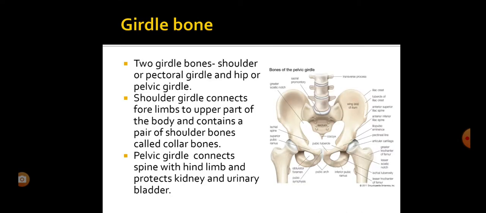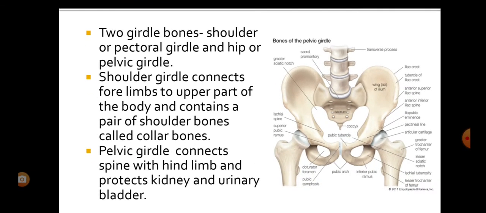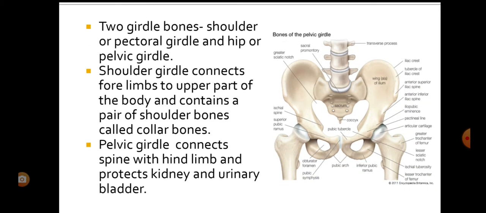Okay, next is our girdle bone. We have two types of girdle bone. One is the shoulder girdle, also known as the pectoral girdle, and another is the hip girdle or pelvic girdle. Our shoulder girdle connects our forelimbs to the upper part of our body. Our forelimbs means our hands. So it connects our hands or our arms to the upper part of our body, and in that portion it contains a pair of shoulder bones known as collar bones.